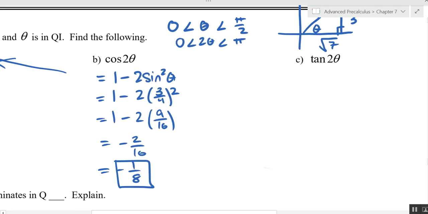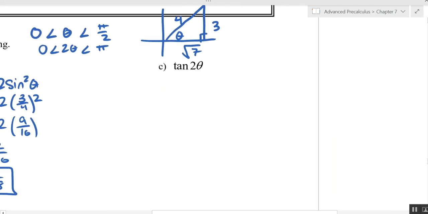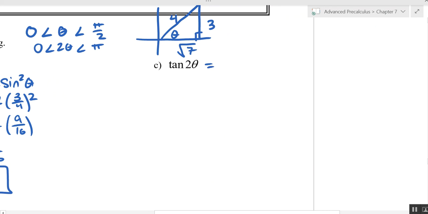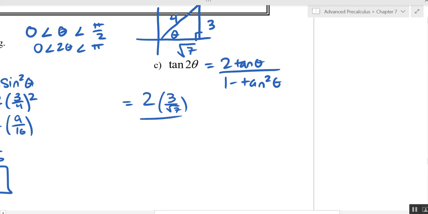All right, for the third one, we know tangent of 2 theta is equal to 2 tangent theta over 1 minus tangent squared theta. And we're going to make our substitutions here. And we get 2 times tangent theta, which is 3 over root 7, over 1 minus 3 over root 7 squared.